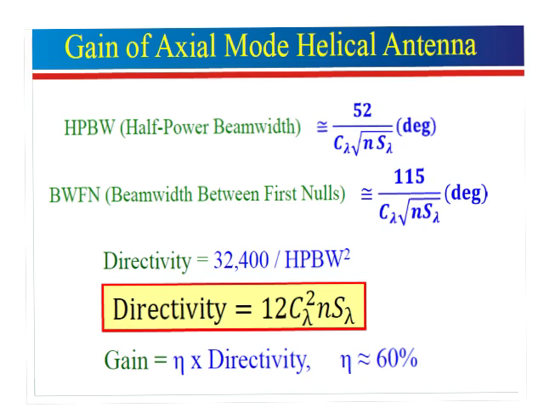So half power beam width is 52 divided by C lambda square root of N S lambda, and beam width between first nulls is 115 divided by C lambda square root of N S lambda. Directivity is 32,400 divided by half power beam width square, and the formula is also given by 12 C lambda square N S lambda, and gain can be calculated as eta times the directivity. The eta value is 60% for helical antenna.